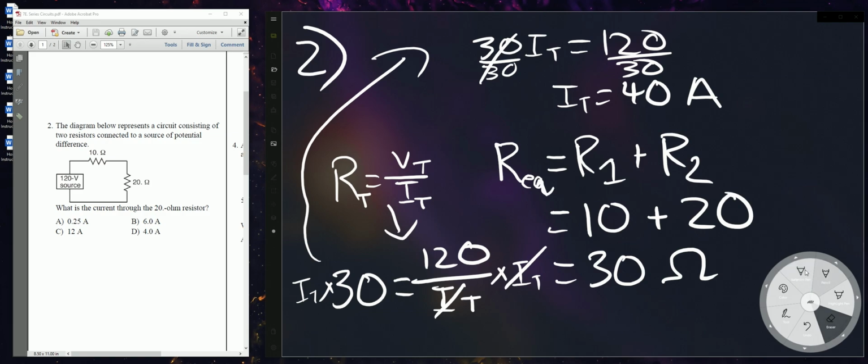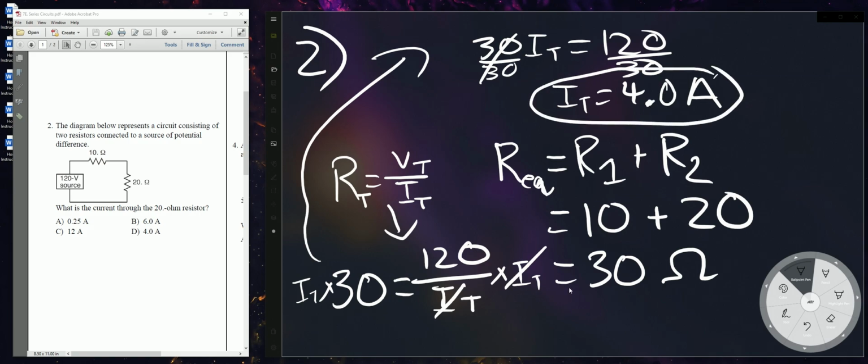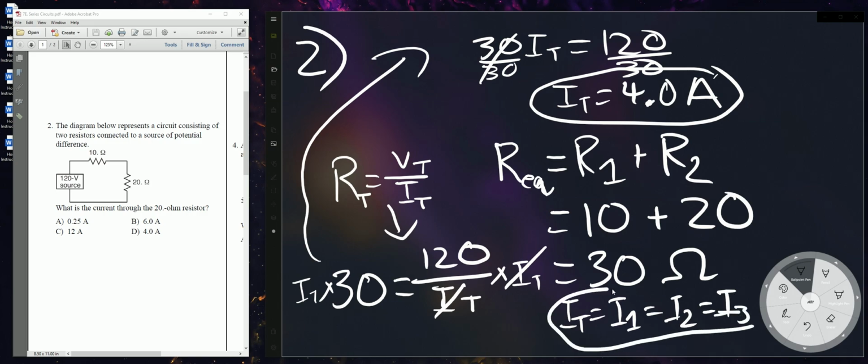Oh, I'm sorry, I can't even do math. It's 4.0 amperes. That's your total current, and we know that in a series circuit, your total current is equal to the current running through each resistor. So your total current is 4 amps, so it doesn't matter which resistor you're running current through, it's going to be 4 amps. And so that's the answer.